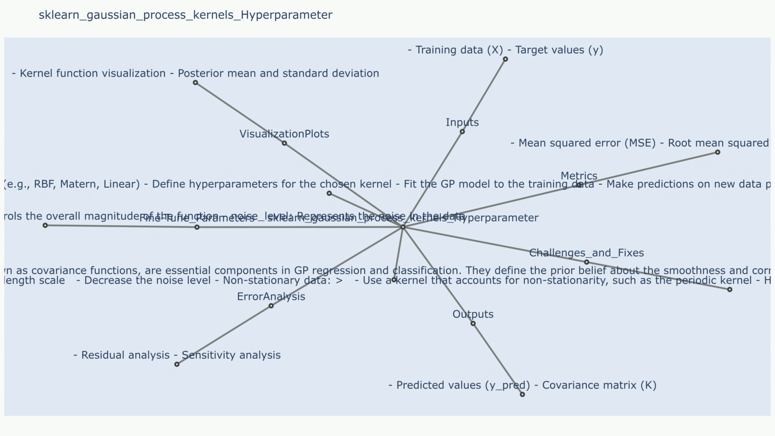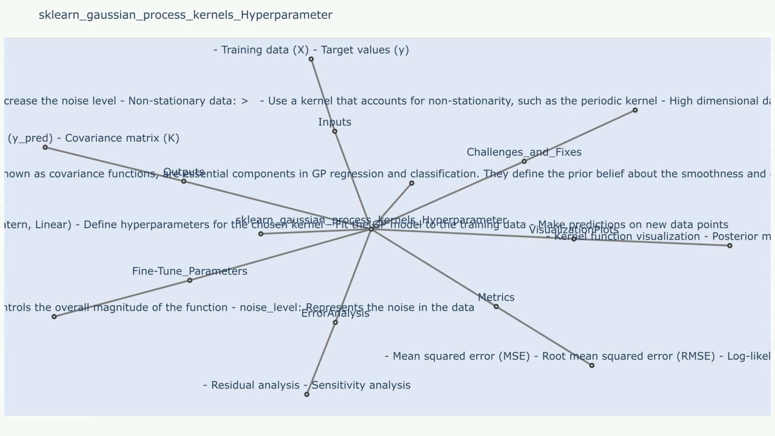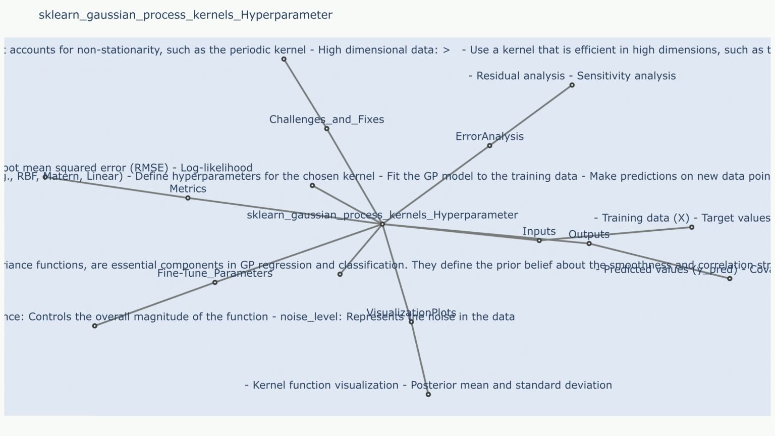to make predictions. Metrics. Mean squared error, MSE, measures the average squared difference between the predicted and actual target values. Root mean squared error, RMSE, the square root of the MSE. R squared, R², measures the proportion of the variance in the target values that is explained by the model.